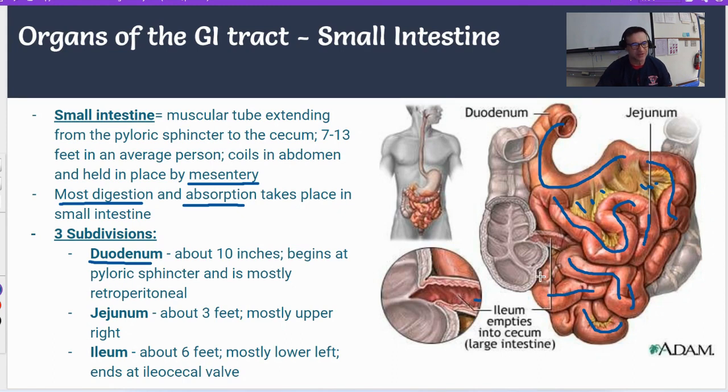And now when this chyme from the small intestine is ready to enter the large intestine, it's going to go from the ileum to the cecum. So right here, it's going from the ileum into the cecum of the large intestine. It's going to go through the ileocecal valve. So it's the ileocecal valve between the ileum and the cecum.